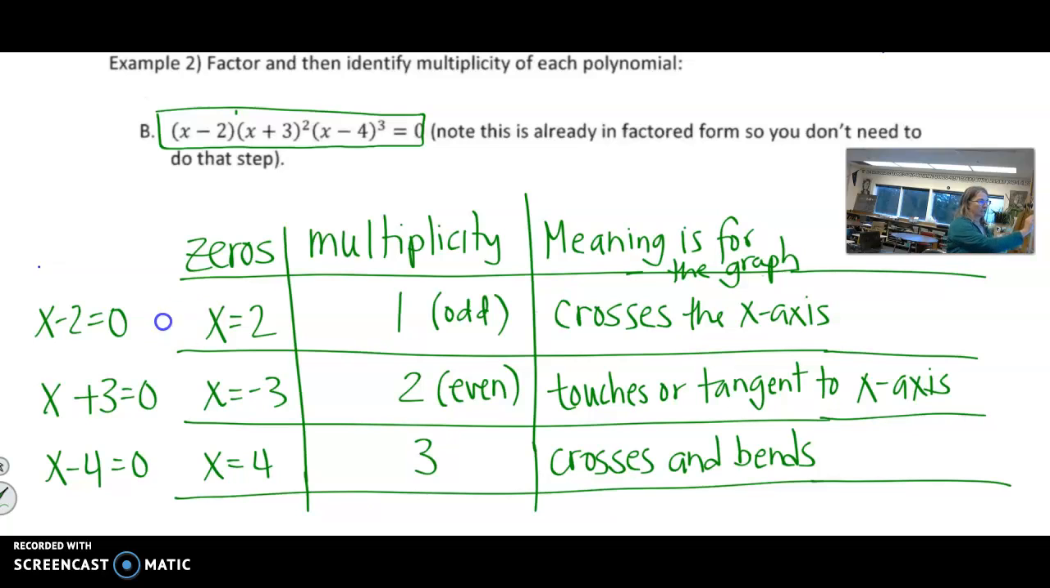We already went through the zero of 2, but if the zero is -3, its multiplicity is 2, because if I expand that, (x + 3)^2 means (x + 3) times (x + 3). It's a factor twice. So that's an even number. So if it's even, remember, it's going to just touch the x-axis, or another way to say that is be tangent to the x-axis. And then this next one, when x is 4, it showed up an odd number of times, but greater than 1, so it's going to cross and bend at 4.